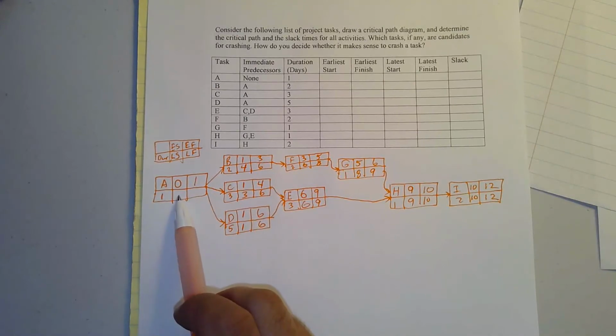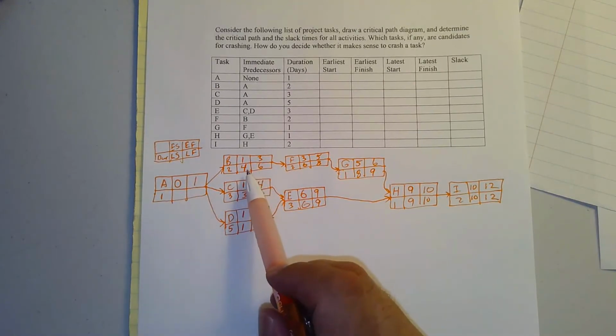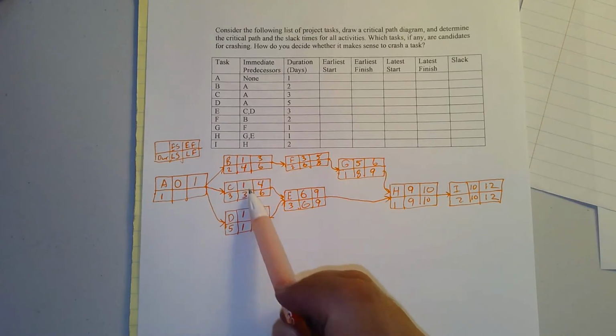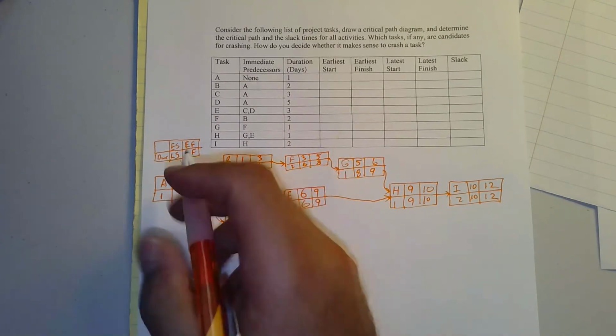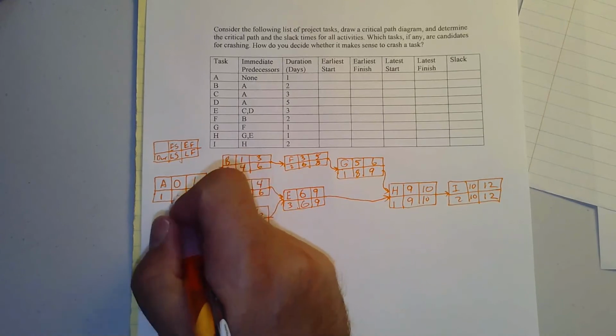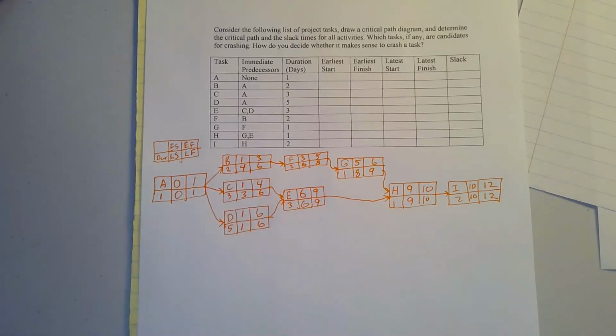Now for A, I'm going to look at the minimum of the late starts of all of its successors. That would be a 4, a 3, and a 1. The minimum of those is 1. 1 minus 0 is 0. All right, so now I'm done. I still need to find the slack.